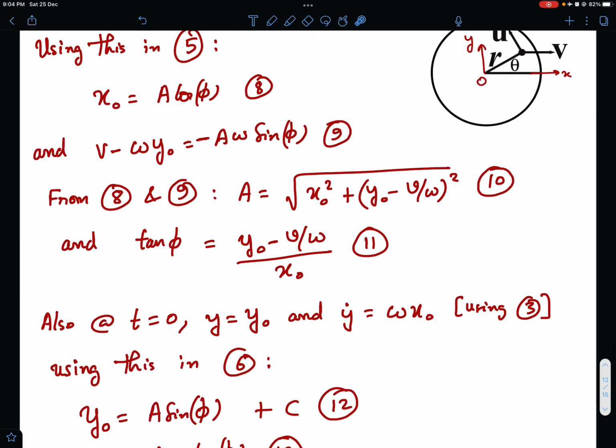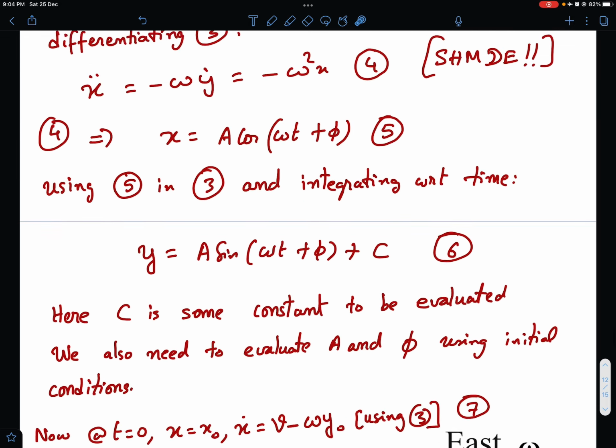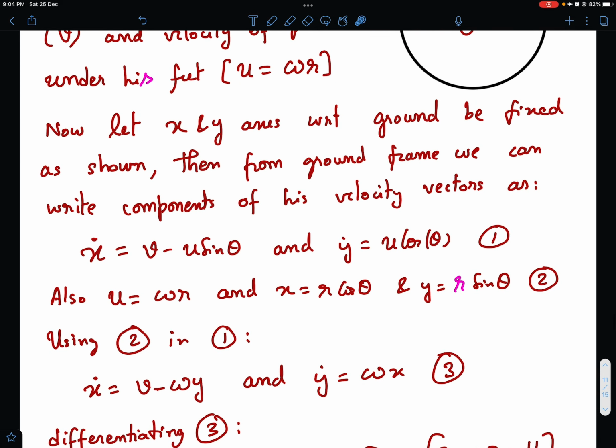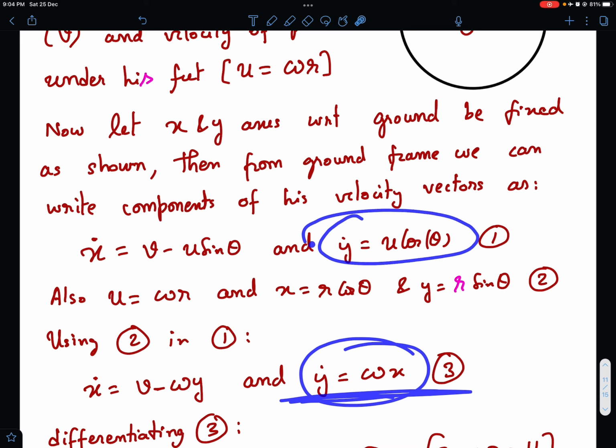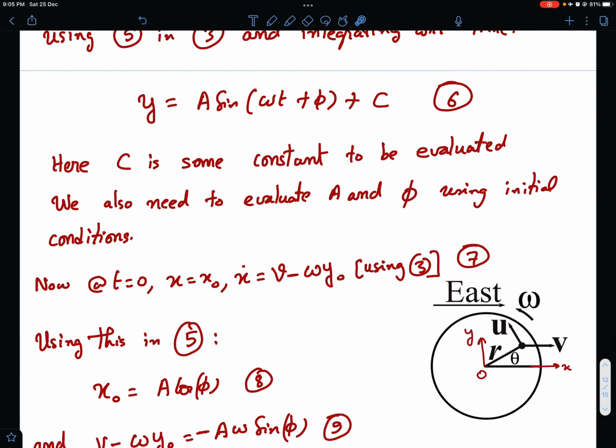Now I also need to work out the y direction motion. Okay, so what about initial conditions in the y direction? So I know that at t equal to 0, y is y naught and y dot is omega x naught using equation 3. So again, y dot is omega x naught. How had we got that? See, equation 3, y dot was omega x. How did we get this? Because y dot was u cos theta and cos theta was x by r and u was omega r, and so at any instant y dot is omega x. So at t equal to 0, this is omega x naught. So that's what I've written.